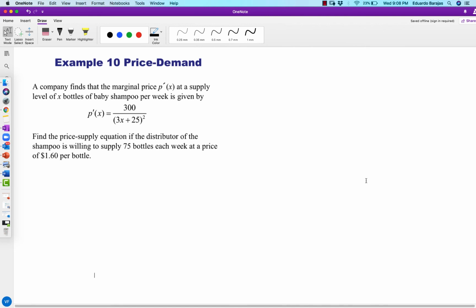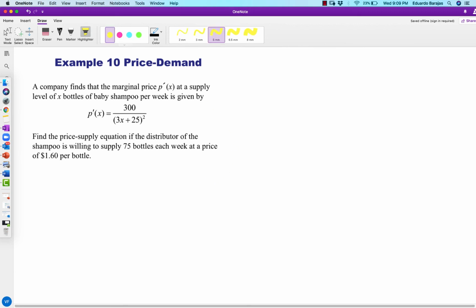Okay, a company finds that the marginal price P prime of x at a supply level of x bottles of baby shampoo per week is given by this formula: P prime of x equals 300 divided by (3x plus 25) squared. Find the price supply equation if the distributor of the shampoo is willing to supply 75 bottles each week at a price of $1.60 per bottle. So find P of x is what they're asking us to find.